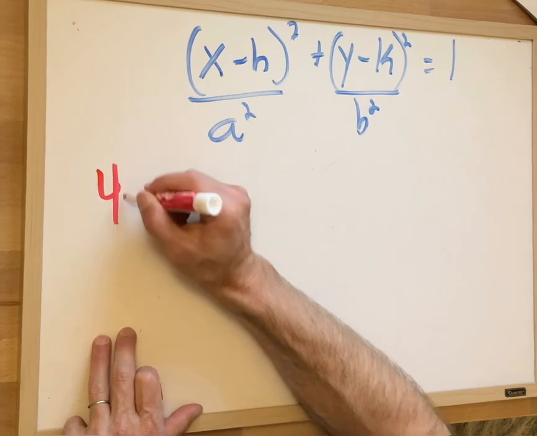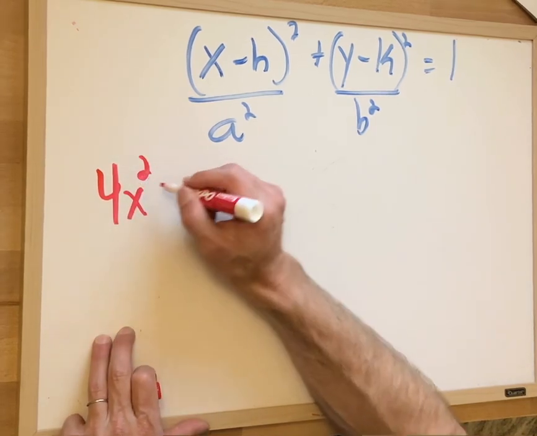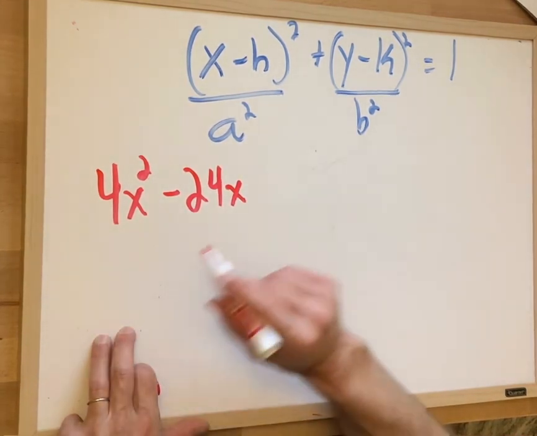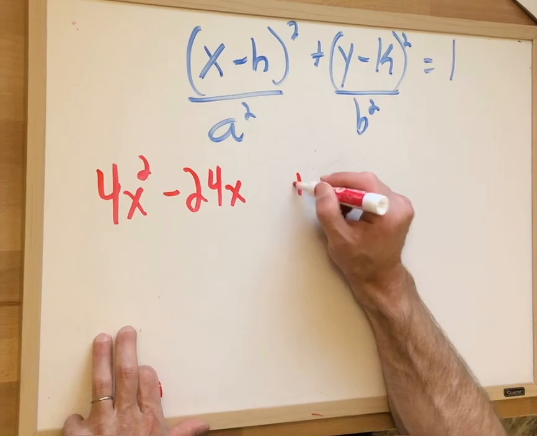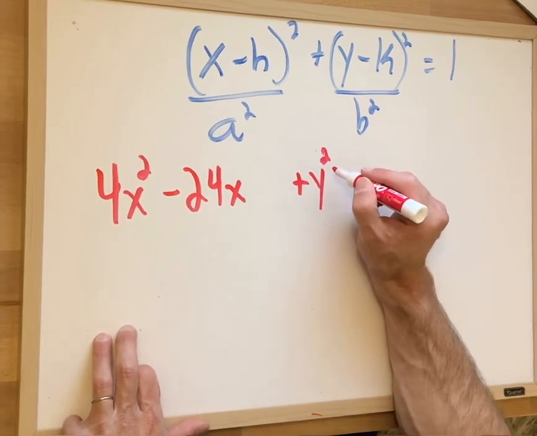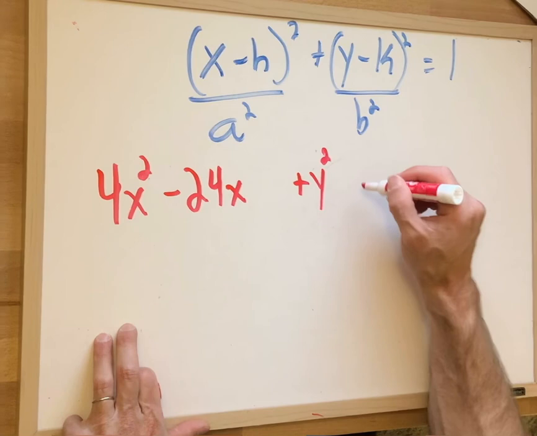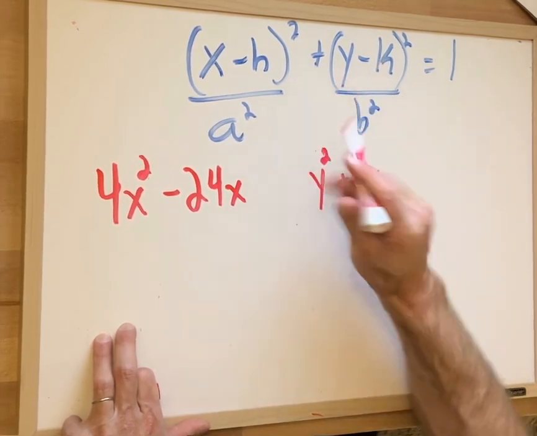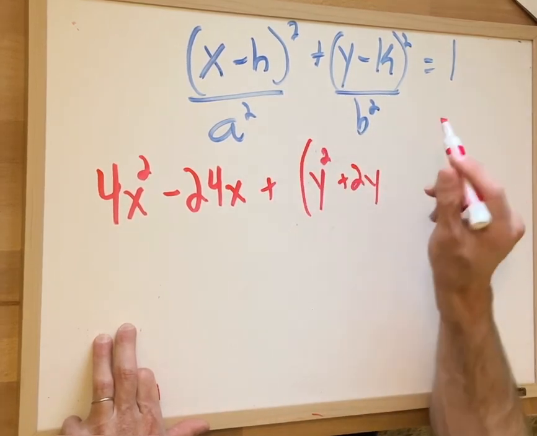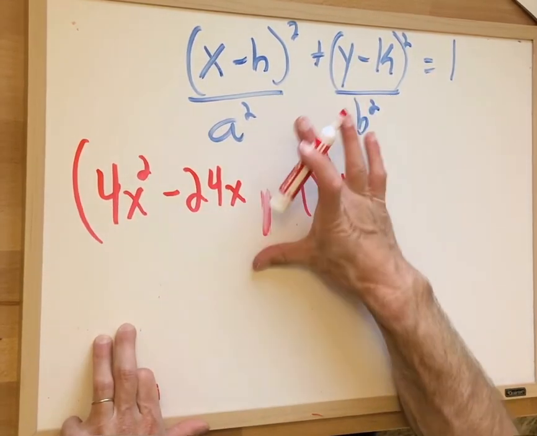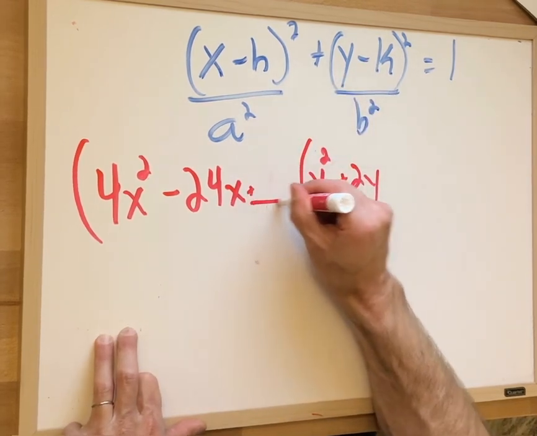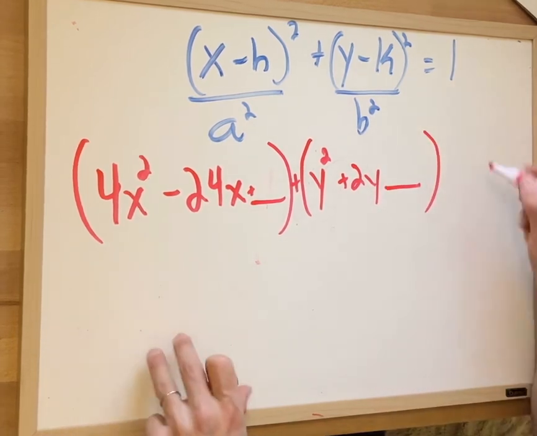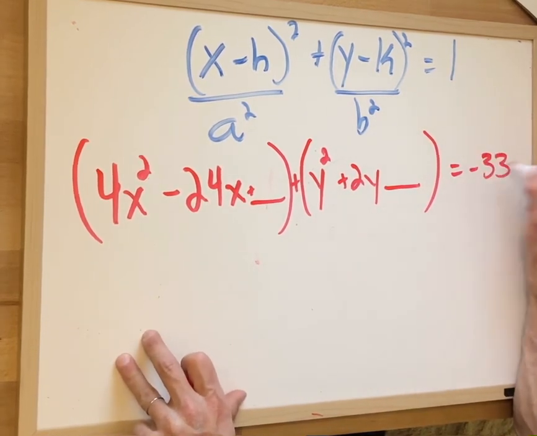So I'm going to leave 4x squared. I'm going to group my other x next to it, negative 24x. And I'm going to have positive y squared. I'm going to move that 2y over to get positive 2y. Plus this is going to be a blank, plus this is going to be a blank. I'm going to move that 33 over to the other side.